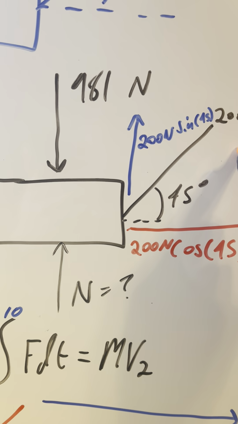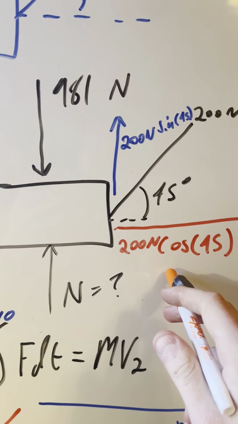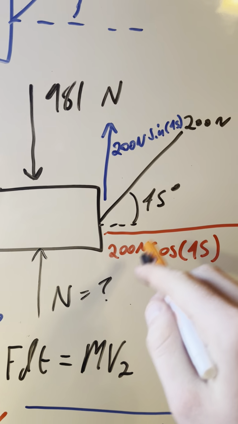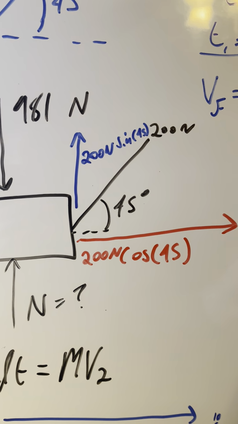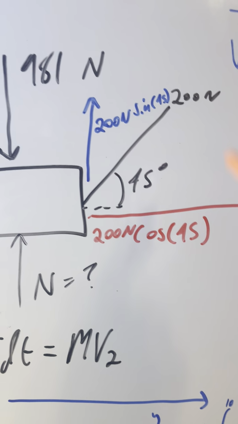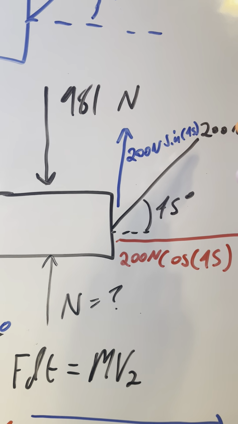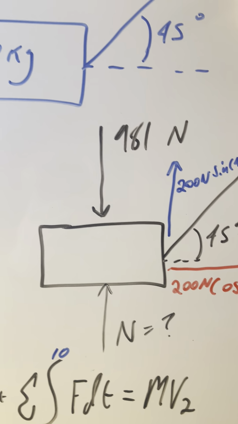So splitting this 200 Newton force at a 45 degree angle: to split that up, you're going to take cosine of 45, since that's the horizontal direction, and multiply it by that 200 Newtons. So now this is just the horizontal force. The vertical force is sine of 45, multiplying that by 200 Newtons. Then you have the vertical force.